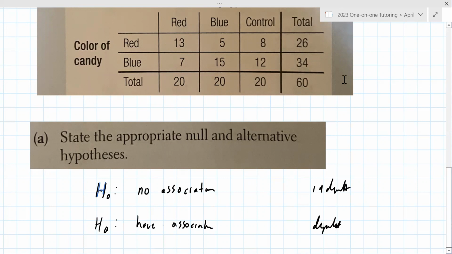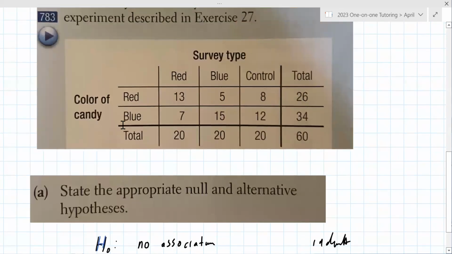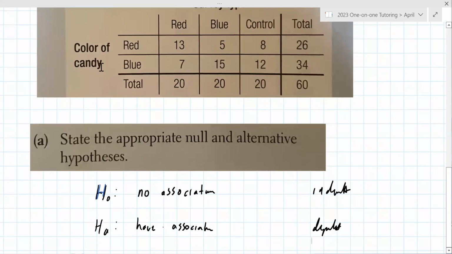I don't know what you guys are using because I don't have your book in front of me, but you can quickly scan the chapter or maybe the back of the book to get this. Would you be able to put that in an AP course, like the alternative and the null? It's typically in words, but you have to add in the two categories. There's no association between the color of candy and the survey type. So you have to add in color, candy, survey type.